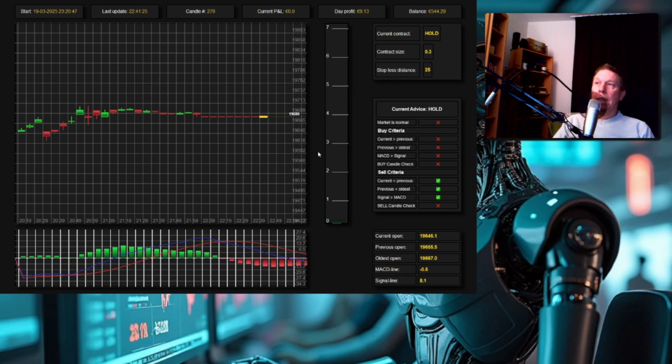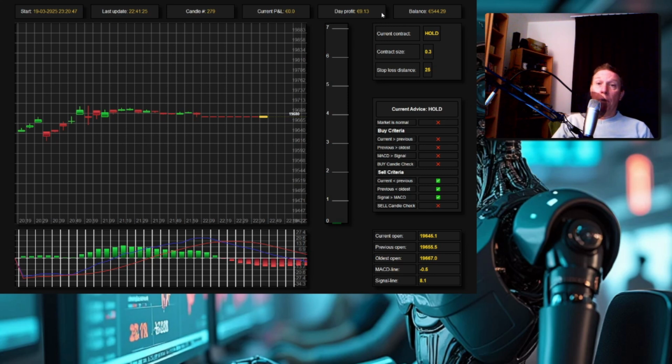But for the rest, everything worked as it should, with contract sizes of 3 and a stop loss distance of 25. I think it's the right number, maybe 26 or 27. We talked about it earlier. But for now, I'm happy with a distance of 25. And according to the bot, we had a profit today of €9.13. And that's not bad at all.